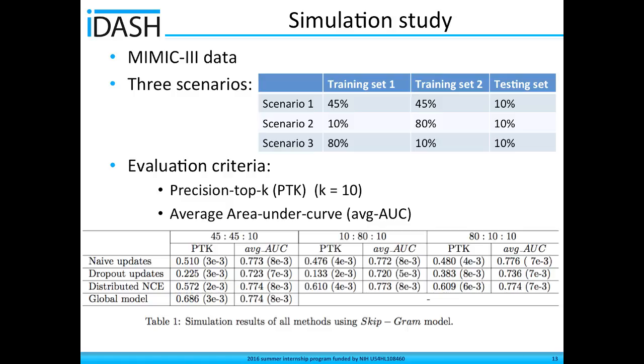I want to point out three things. The first is we found that PTK is a more sensitive criterion than average AUC. You can see that PTK can range from 20% to 70%. The second thing is PTK is consistent with average AUC. For example, dropout updates have low PTK, and also a lower average AUC. The last thing I want to say is this distributed NCE actually performs the best among all the three proposed methods, and the result is very close to the global model.